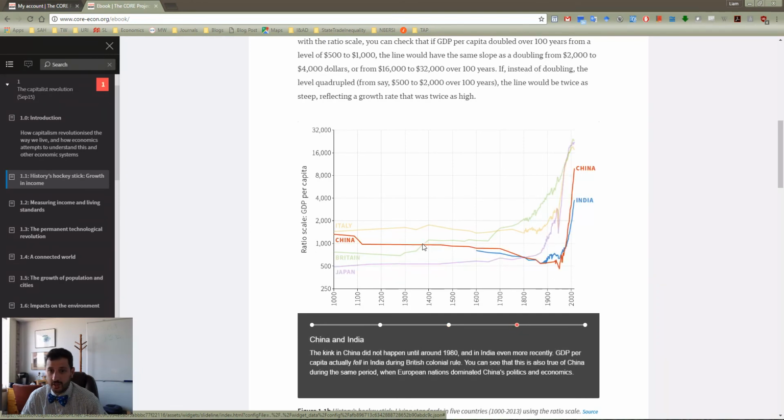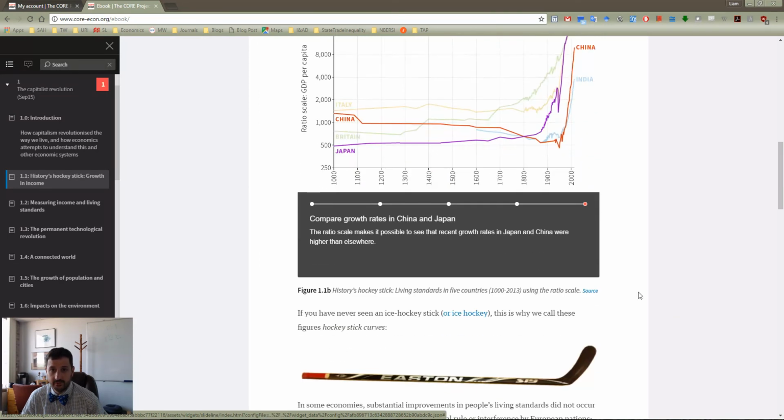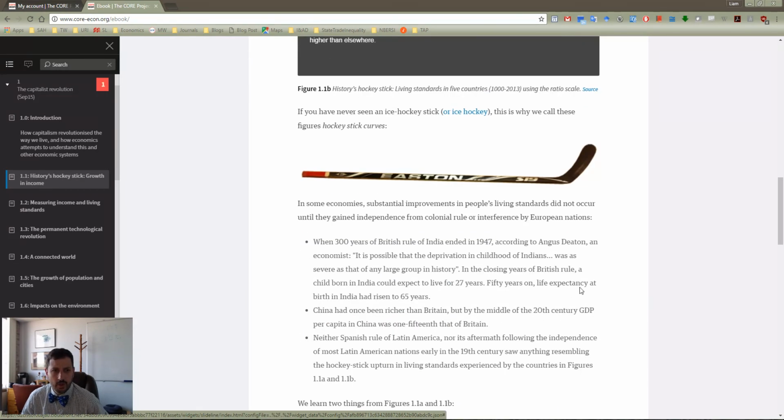China actually got poorer for a long time, partly through Britain's role, partly through their own role, and then started really growing around 1980, as did India. And you can see that both Japan and China have grown very quickly, but since Japan started earlier, they are still significantly richer. All right, so just make sure you do the reading. It's especially important for this online class, and let me know if you have any questions about the book.